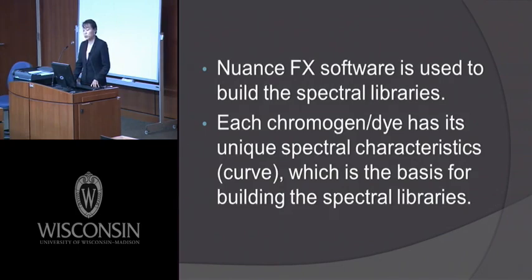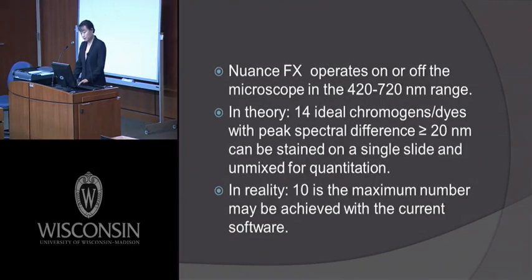This software is used to build the spectral library, as Kristina had already shown. Each chromogen or dye has its unique spectral characteristics, which is the basis for building the spectral library. Nuance FX operates on or off the microscope in this spectral range. In theory, 14 ideal chromogens or dyes with peak spectral difference greater than 20 nanometers can be stained on a single slide and mixed for quantitation. In reality, maybe 10 can be done if you try. I think it's not impossible.